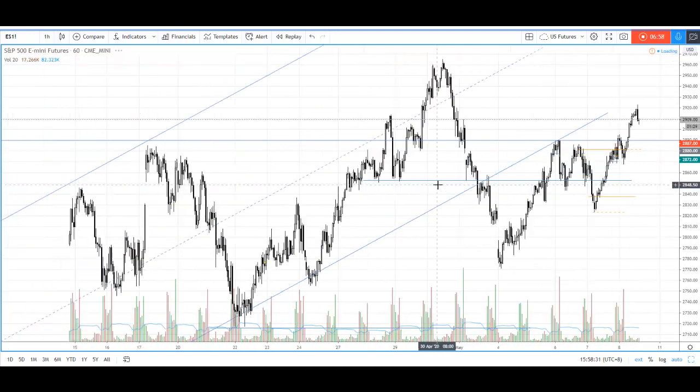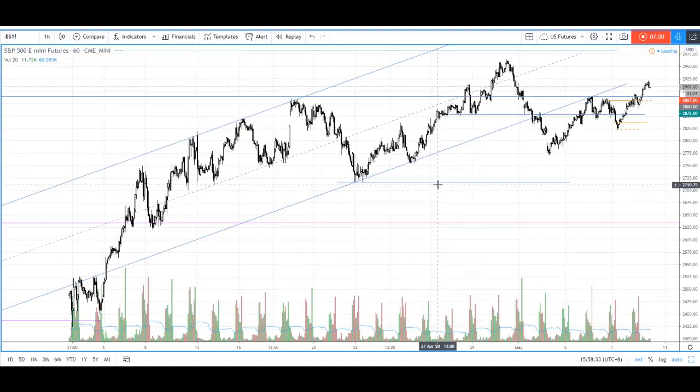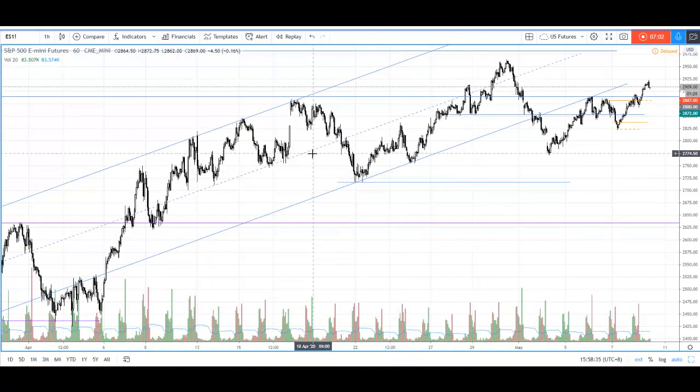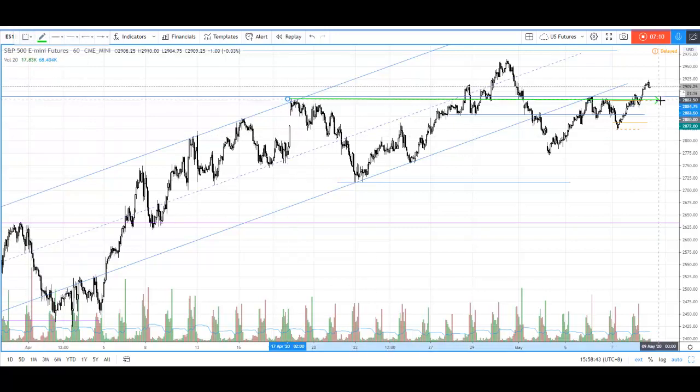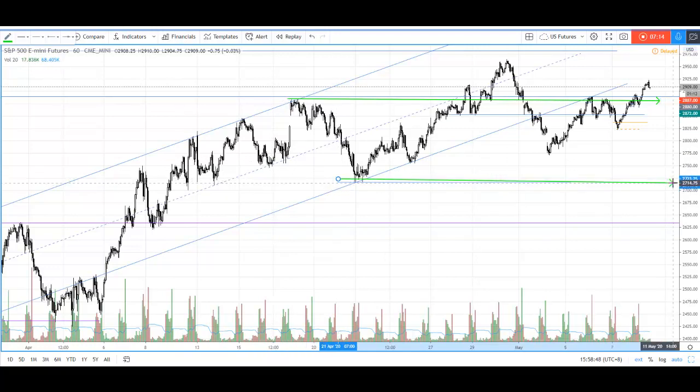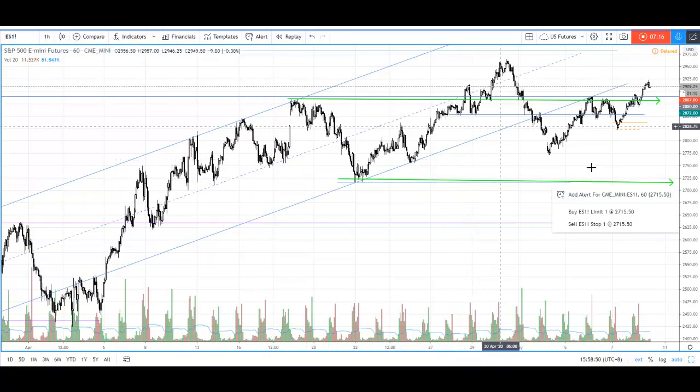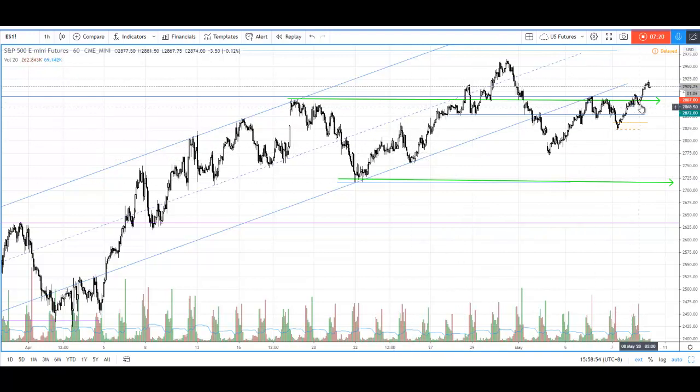And if we zoom out a bit more, then if you remember I talked about a slightly bigger range or bigger structure. Let me draw this up. So this is the slightly larger range that I talked about. Basically we're still in this range, but we just broke out from here and are challenging this swing high here.